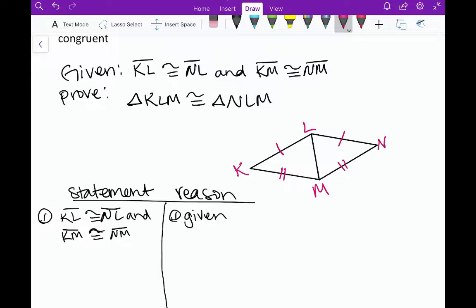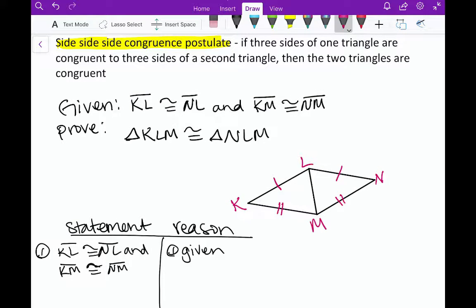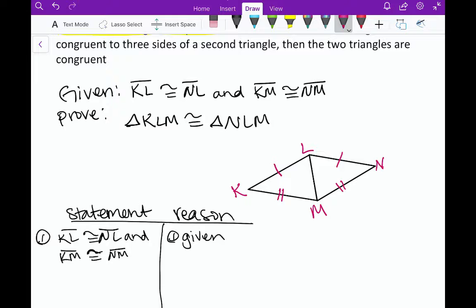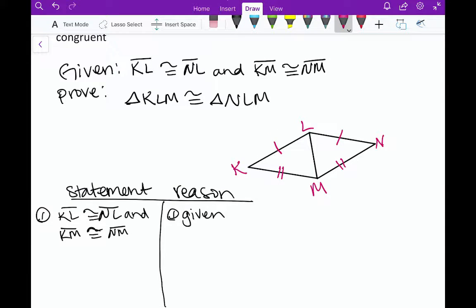So we have our given. We know that if three sides of a triangle are congruent to three sides of another, then they're congruent. We already have two sides congruent to each other, so we just need a third side. And if you notice, LM is in both triangles. And so we can say that LM is congruent to itself, and that is the reflexive property.